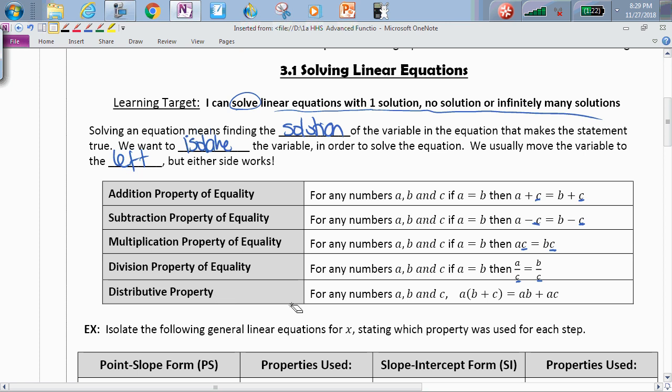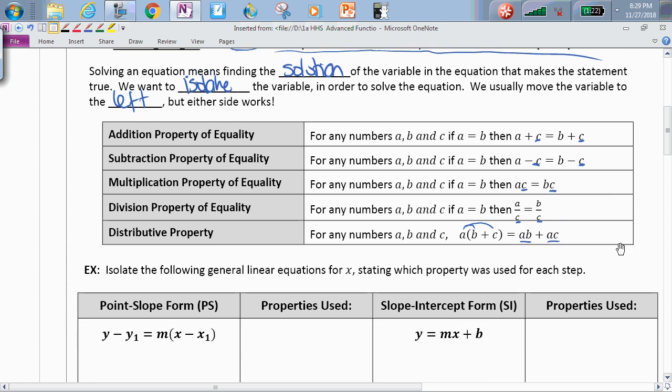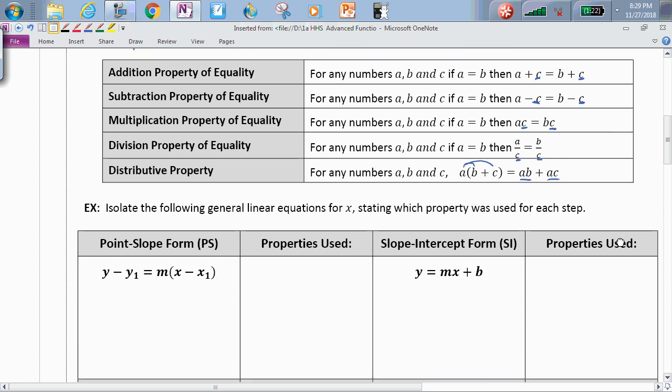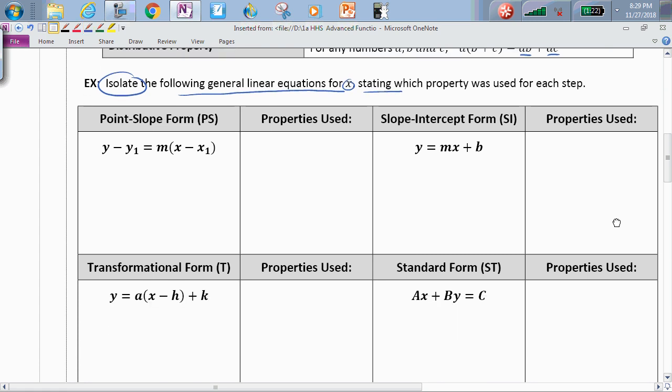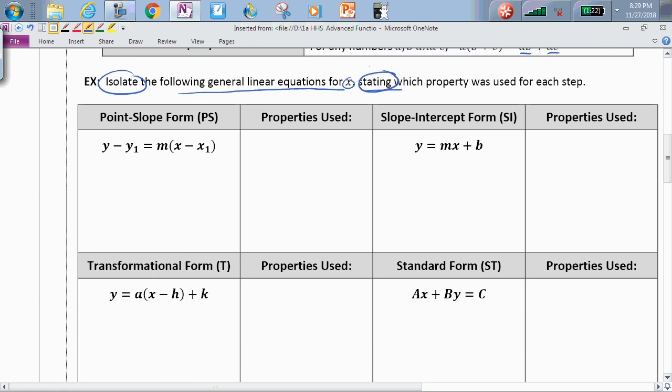Everybody knows the distributive property. It's literally just taking this A on the outside here and multiplying it by everything on the inside. Super important. Sometimes we forget to multiply everything. Okay, this first example: isolate the following general linear equations for x, and then state which property was used for each step. Alright, so point slope form.